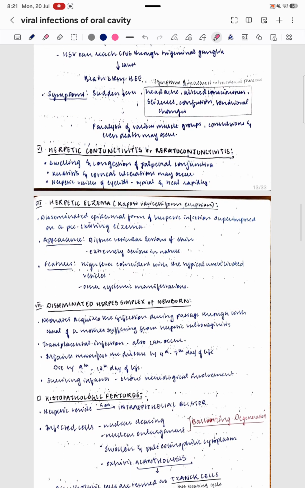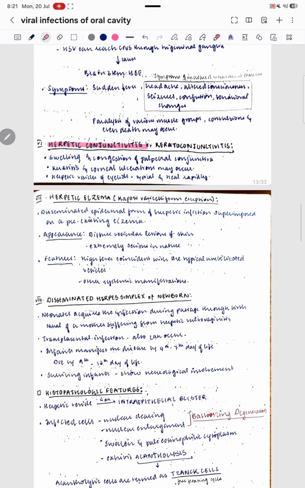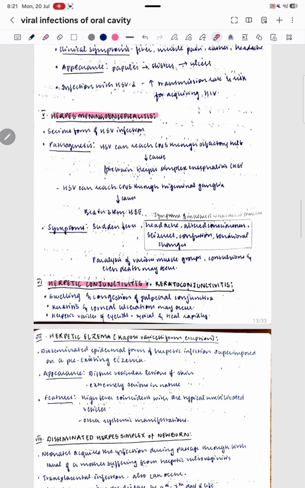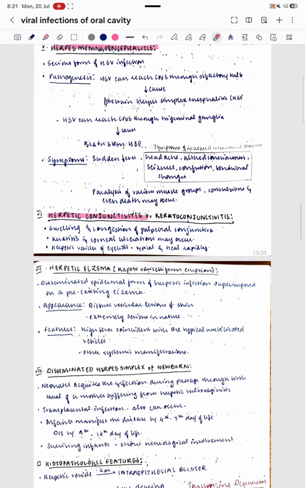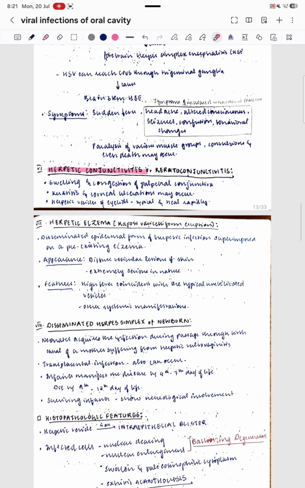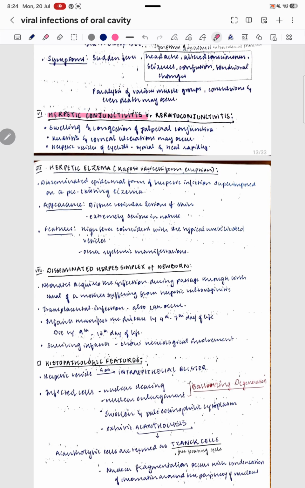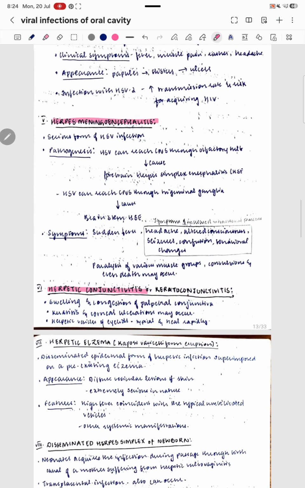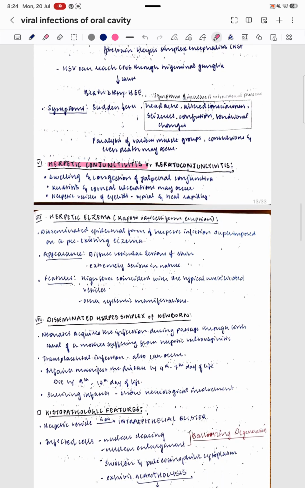Now coming to the herpes conjunctivitis. So you got the drill here. It is basically affecting the brain, and because it is affecting the brain, it is causing severe symptoms, and in worst case it might cause death as well. Okay, so as we were discussing that it is a brain infection, meningoencephalitis. So after that we have something called as herpetic conjunctivitis.